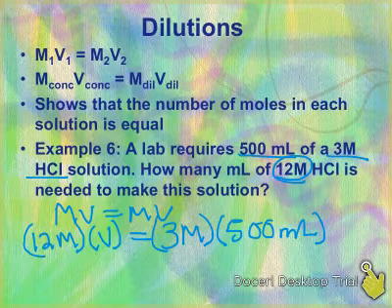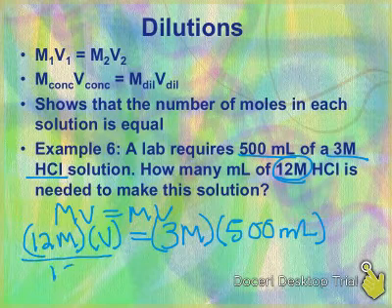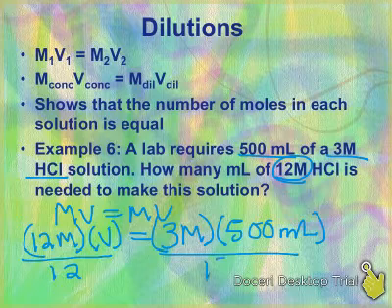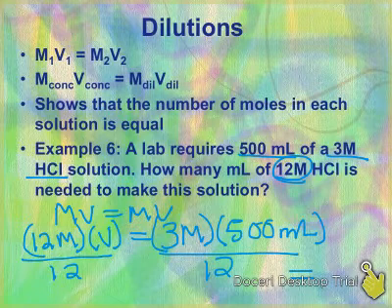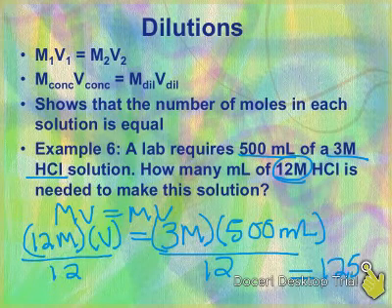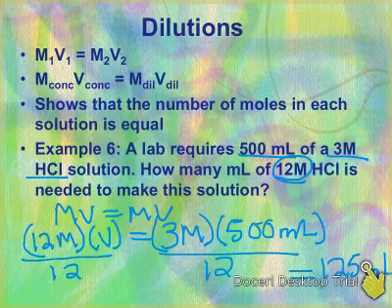So if you do 3 times 500 and then divide it by 12, we're going to get our volume to equal 125 milliliters. So basically what this means is I'm going to take 125 milliliters of my 12 molar solution. I'm going to put it in my volumetric flask, and I'm going to add water until I get to where? 500.